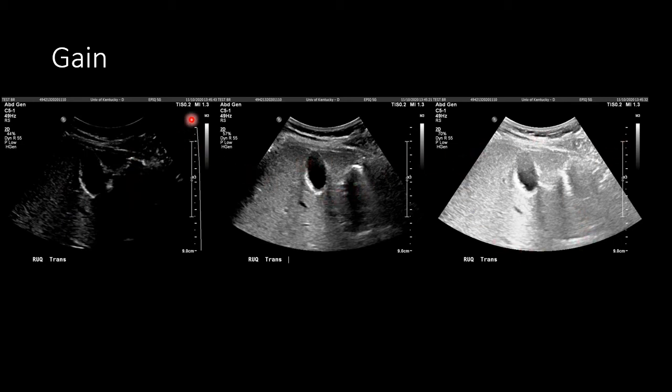When you're looking for time gain compensation, you will often see a small gradient. It's depicted differently on different vendors, but here we can see that they've compensated, okay, slightly differently for deep structures compared to superficial structures. So that's your time gain compensation. And then overall, there's substantially increased gain on this image compared to this image. For this is more optimized for appropriate image quality.